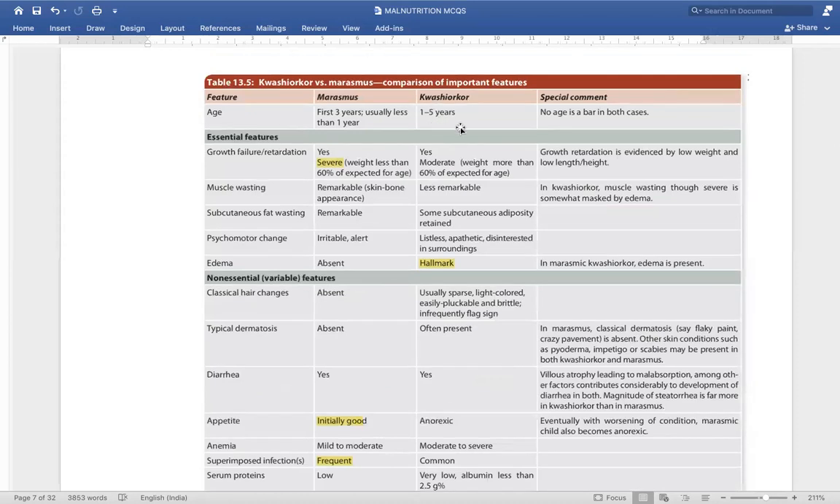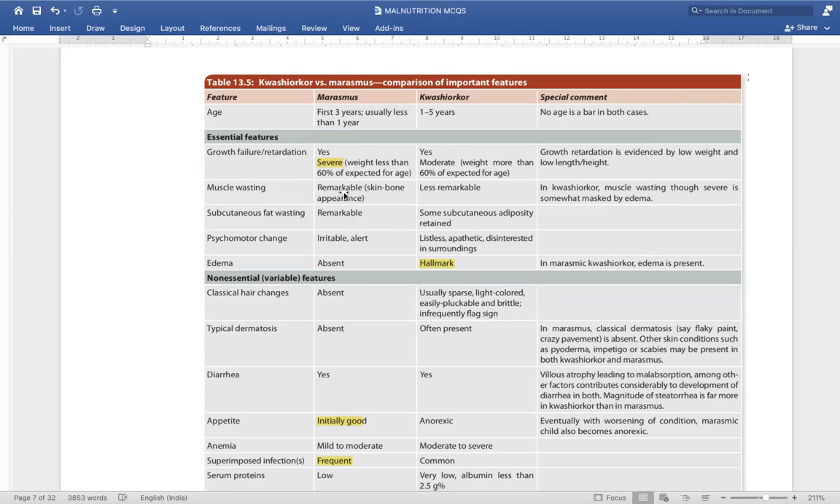kwashiorkor and marasmus. Marasmus is usually seen in a child less than 1 year, and if it is seen, in the first 3 years, and kwashiorkor is usually seen between 1 to 5 years of age. However, they can occur at any age. Any age child can suffer from kwashiorkor or marasmus. Growth failure is severe in marasmus, whereas growth failure is not so severe in kwashiorkor, and also the presence of edema in kwashiorkor will mask the weight retardation.